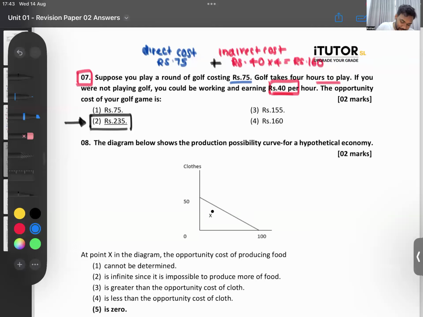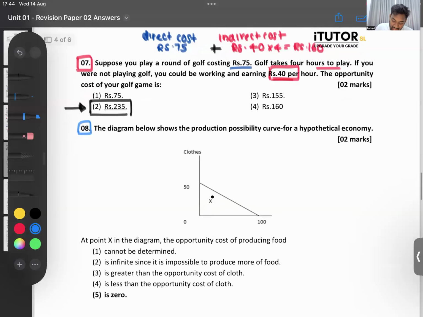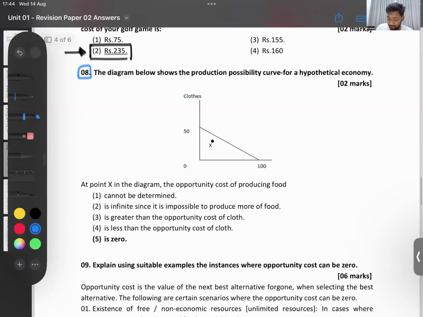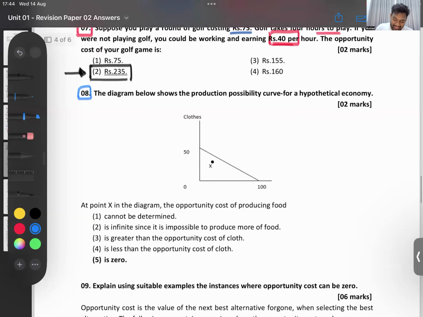Question number 8. Question number 8 says, the diagram below shows the production possibility curve of a hypothetical economy. They're saying, at point X, the opportunity cost of producing food is what? This has to be food in case you didn't realize. What is the opportunity cost? Point X is a point inside the PPC.